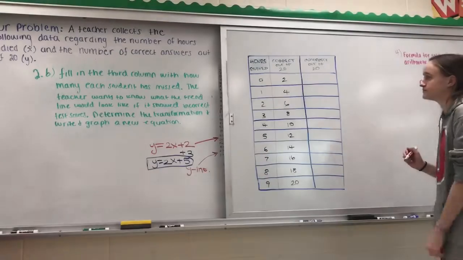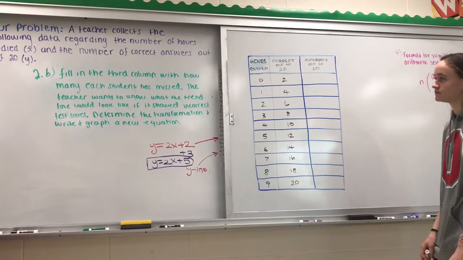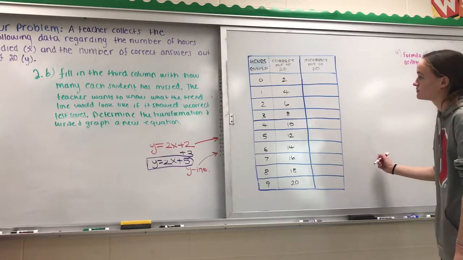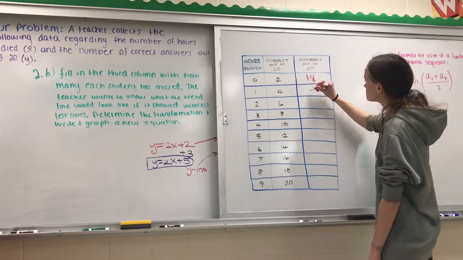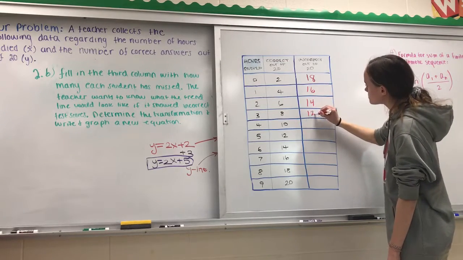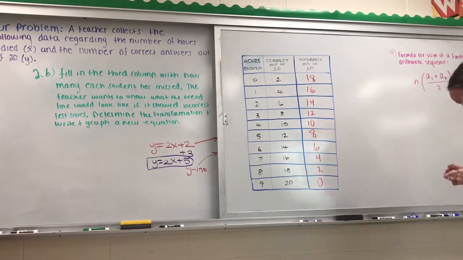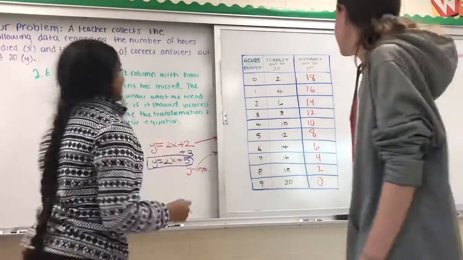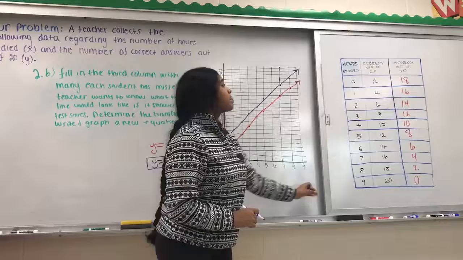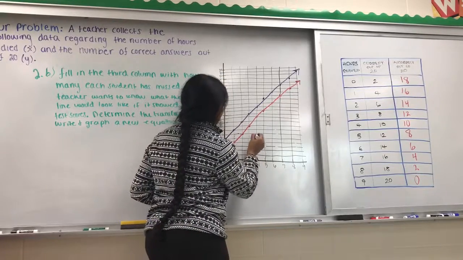For part B of this problem, you'll fill in the third column with how many each student missed using how many they got correct. The teacher wants to know what the trend line would look like for the test scores if instead of showing the number that the students got correct, it showed how many they got wrong. Determine the transformation and write a graph for the new equation.